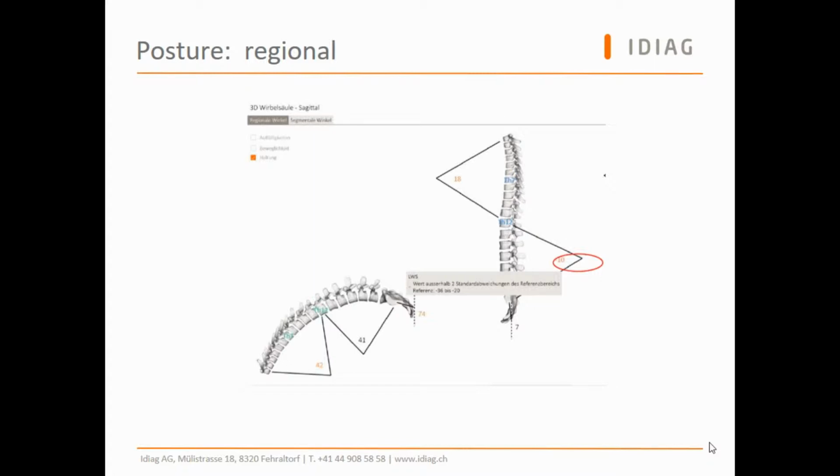If the number is black, it lies within the reference range. If the number is orange, it lies outside of the reference range. By moving the cursor of your mouse over the orange number, you can see the recommended reference range. In this example, you can see that the thoracic as well as the lumbar spine are quite flat.